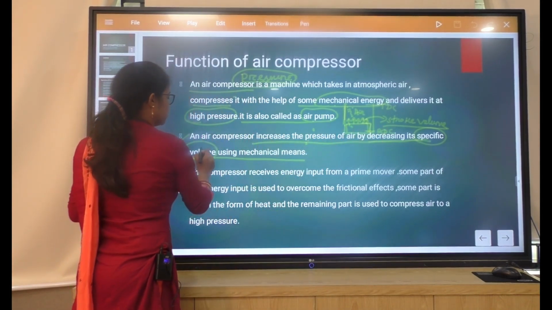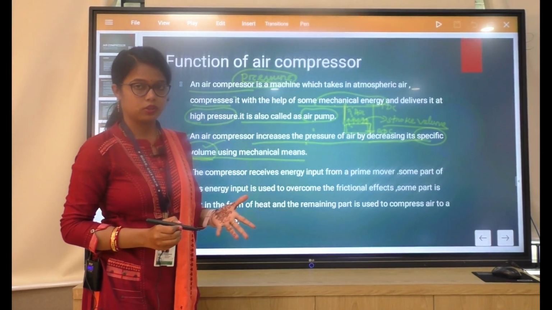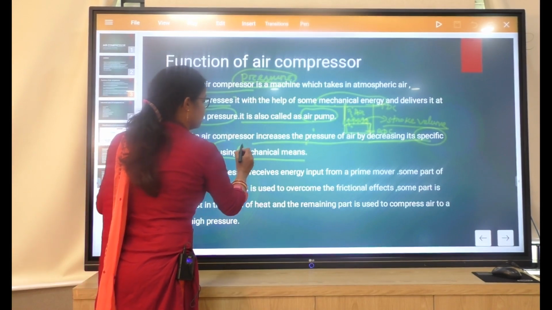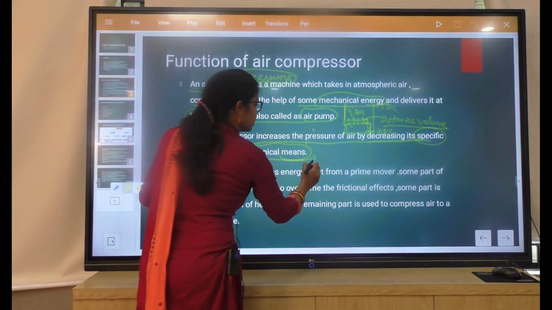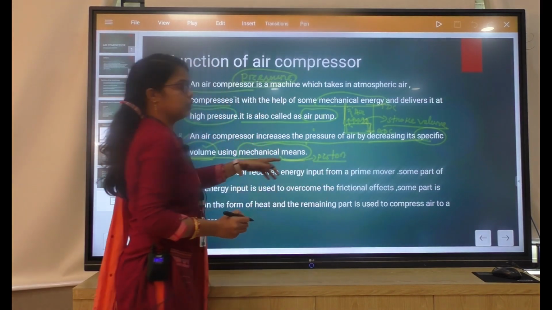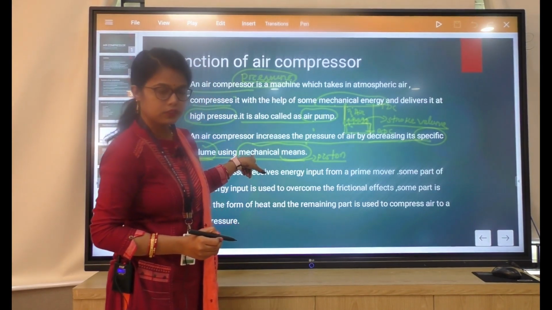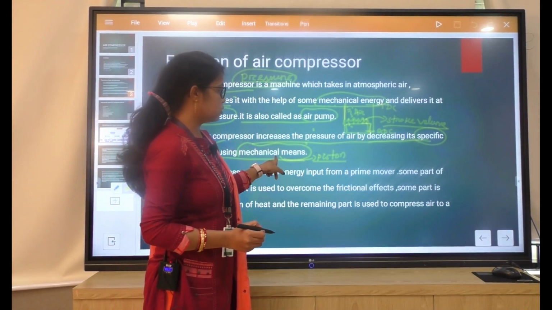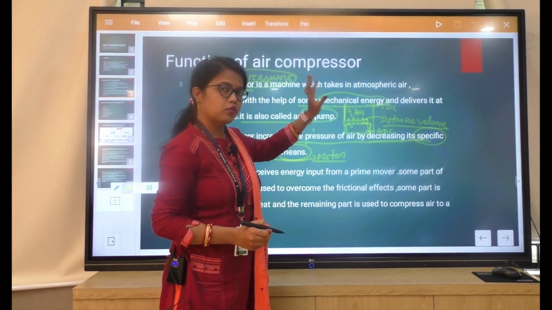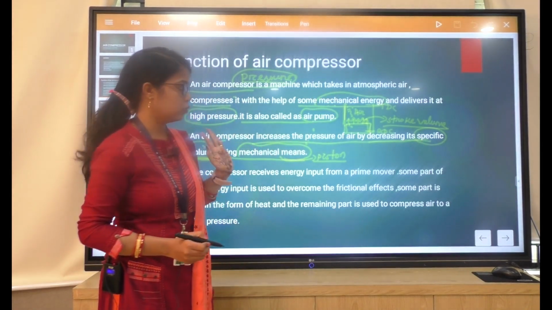You have to keep this in your mind. Later we will utilize it when we derive the work done in the PV diagram, clear? So, using mechanical means. What do we mean by mechanical means? Here we are using the piston in reciprocating type. In reciprocating type, we are using the piston, that is called mechanical means, and by using this piston we are compressing the air, we are decreasing the volume, and we are increasing the pressure. You have to keep it in your mind.